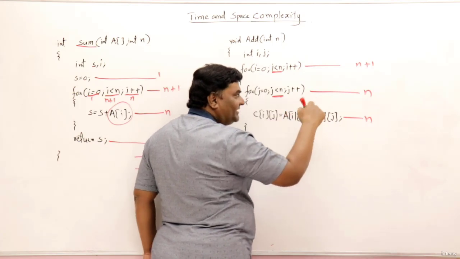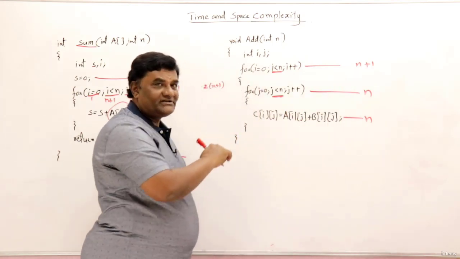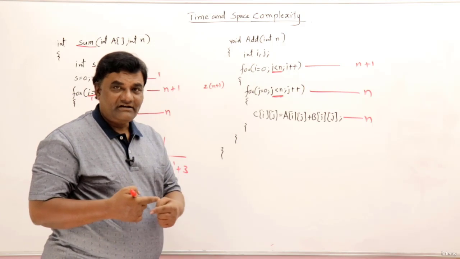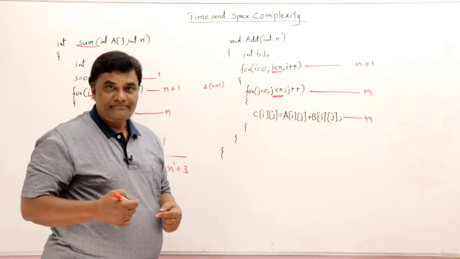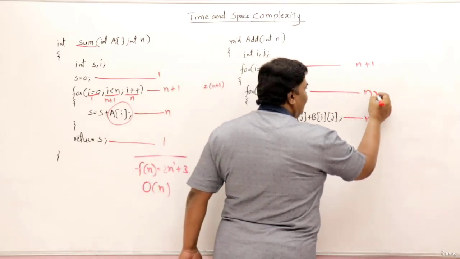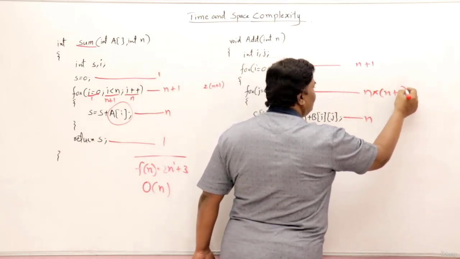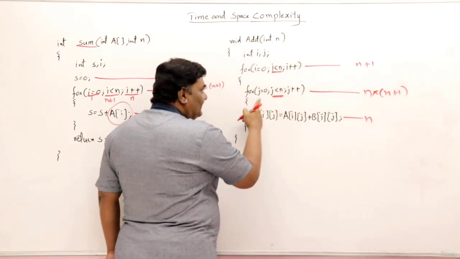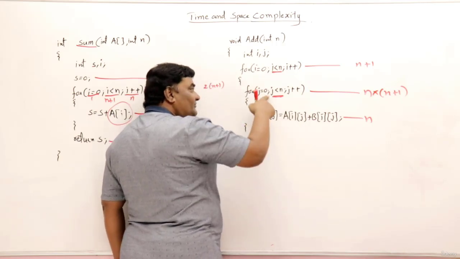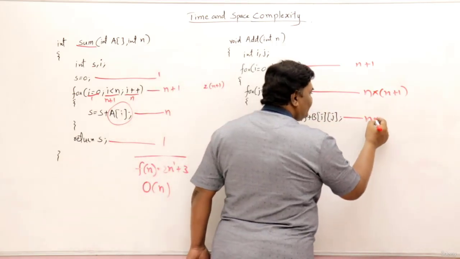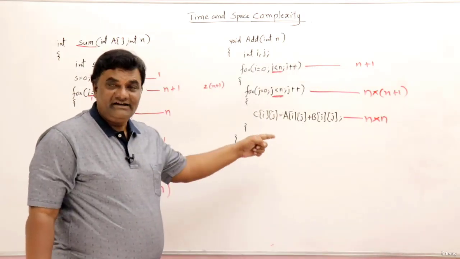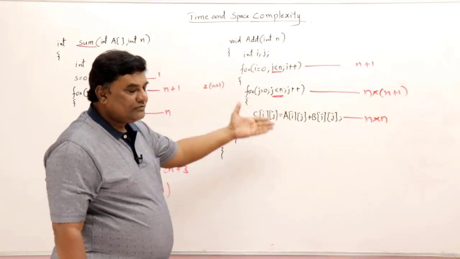So shall I write plus n plus 1 or into n plus 1? Nested loop is there, right? So it should be into, multiplication. So this is into n plus 1. Then this statement is inside this for loop also. So this loop will repeat it for n more times. So this is into n. So that's it. If you want, you can watch it again and find out how to do this one.